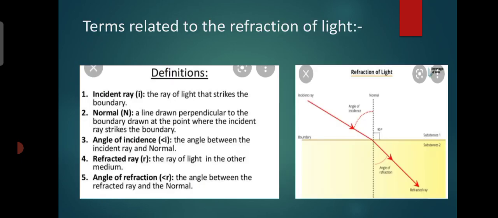Next, terms related to the refraction of light: incident ray, normal, angle of incidence, refracted ray, angle of refraction. Incident ray: the ray of light that strikes the boundary. Normal: a line drawn perpendicular to the boundary, at the point where the incident ray strikes the boundary. Angle of incidence: the angle between the incident ray and the normal. Refracted ray: the ray of light that goes into the other medium. Angle of refraction: the angle between the refracted ray and the normal.